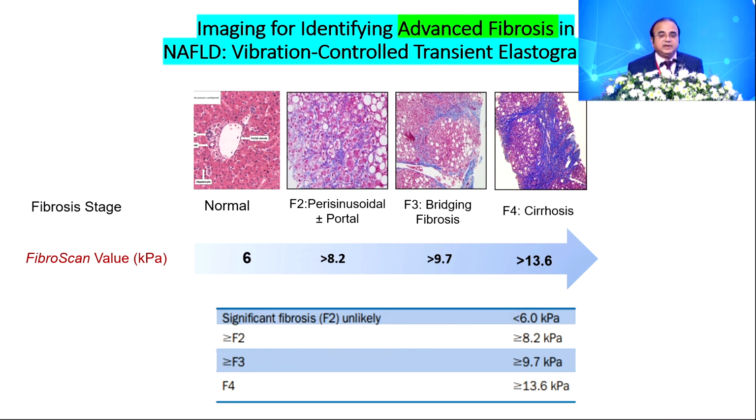If you see someone in the significant fibrosis stage, you can think that there will be more fibrotic changes in the perisinusoidal area, and bridging fibrosis could be there from central to portal or central to central. So this fibrosis can ultimately lead to cirrhosis or the advanced stage. And this is the classification we have shown. Less than 6 is normal. Even less than 8.2 is also not showing any significant fibrosis. More than 8.2 will be showing significant fibrosis.